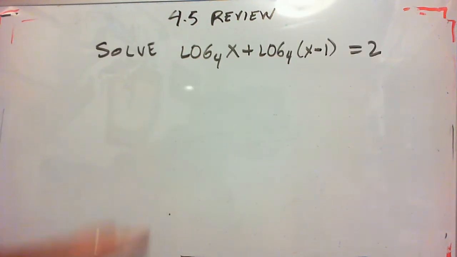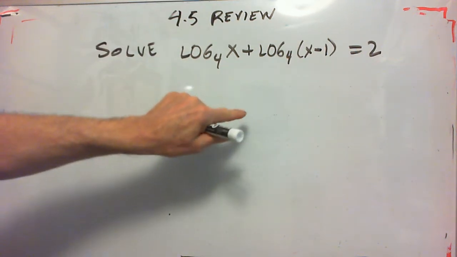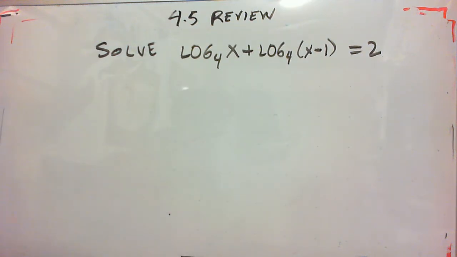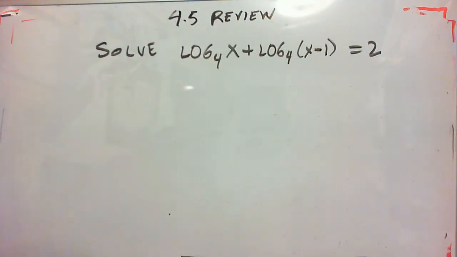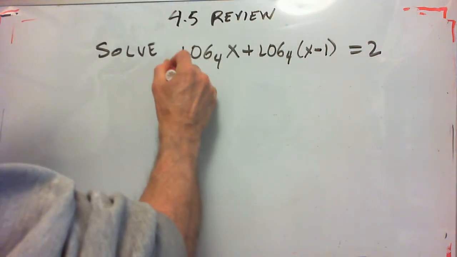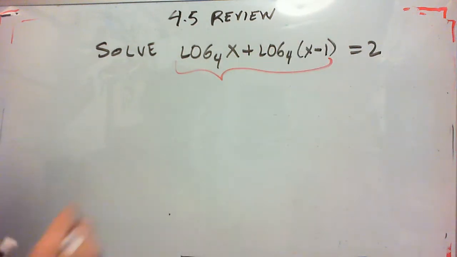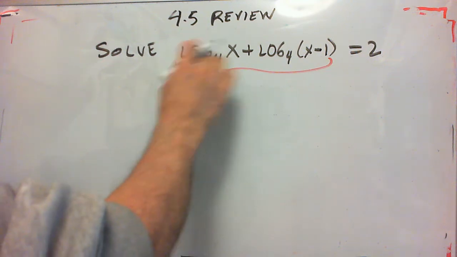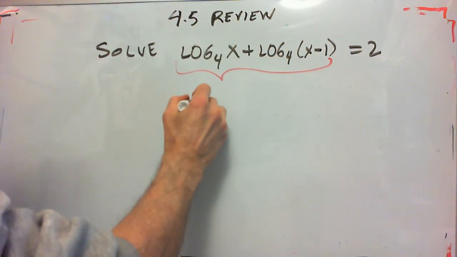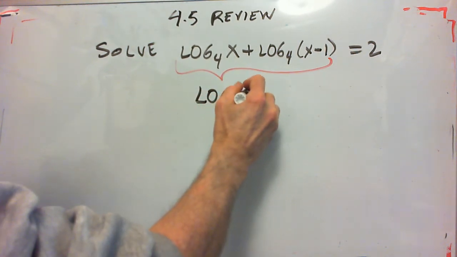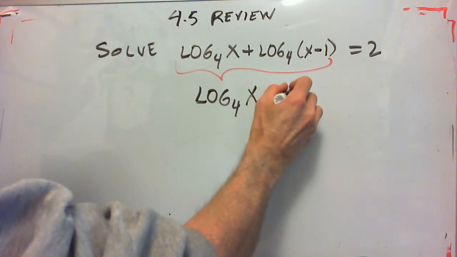Okay, here's another one with just a little bit of a twist to it. We have base 4 log of x plus base 4 log of x minus 1 equals 2. Well, here we don't have one log equaling a number. Here we have two logs, but remember our log properties from the previous section. We can combine those two logs into one log. That product rule for logs says log of u plus log of v is log of u times v. So these two combine into base 4 log of x times x minus 1.